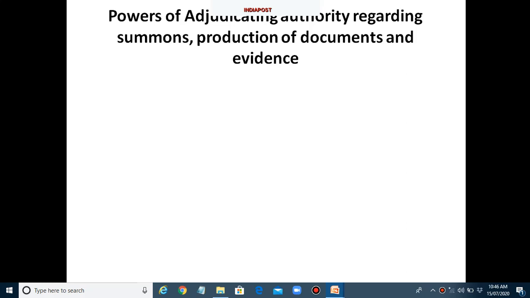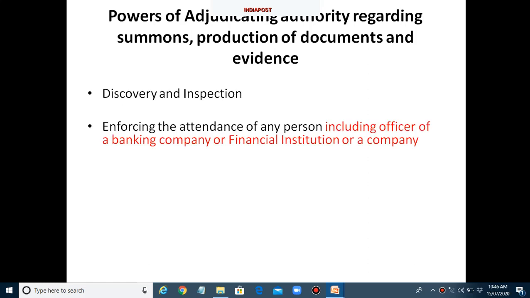Now let us see what are the powers for adjudicating authority regarding summons, production of documents and evidences. The basic power is discovery and inspection. Adjudicating authority can enforce the attendance of any person, including officer of a banking company or financial institution or a company.